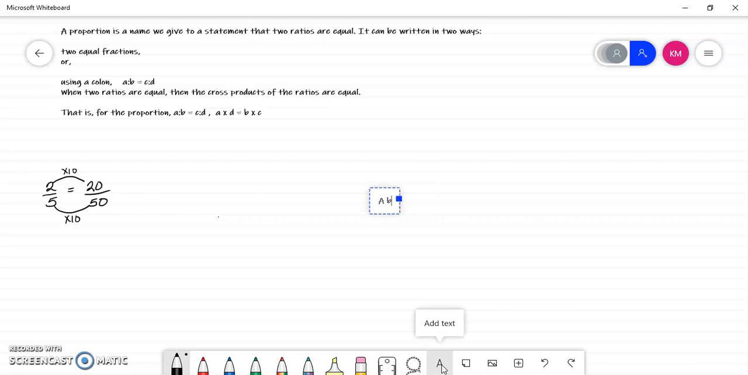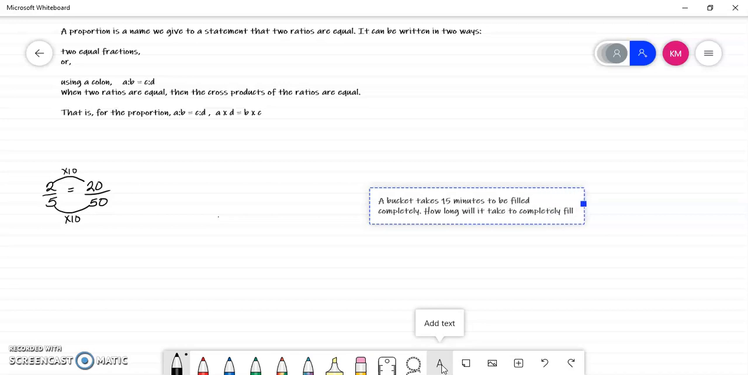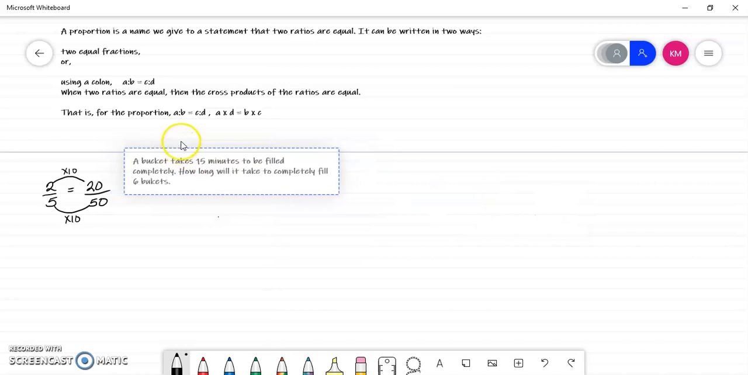Let's say a bucket takes 15 minutes to be filled completely. How long will it take to completely fill 6 buckets? Right, so let's work this out. So let me put this here.